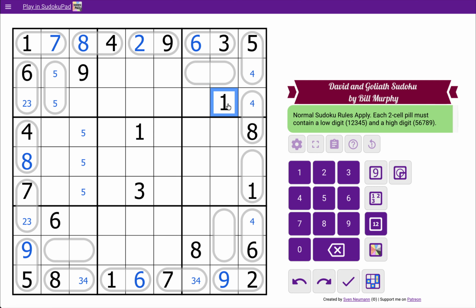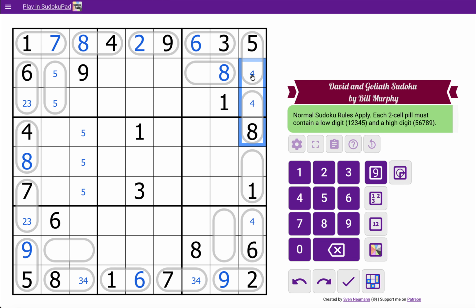What about here? So 1, we've got 2, 3, 7, 8, 9. So, well, 8's placed, so no 8 here and no 8 here. So we can do our 8. So 1, then there's only 2 places a 2 can go.